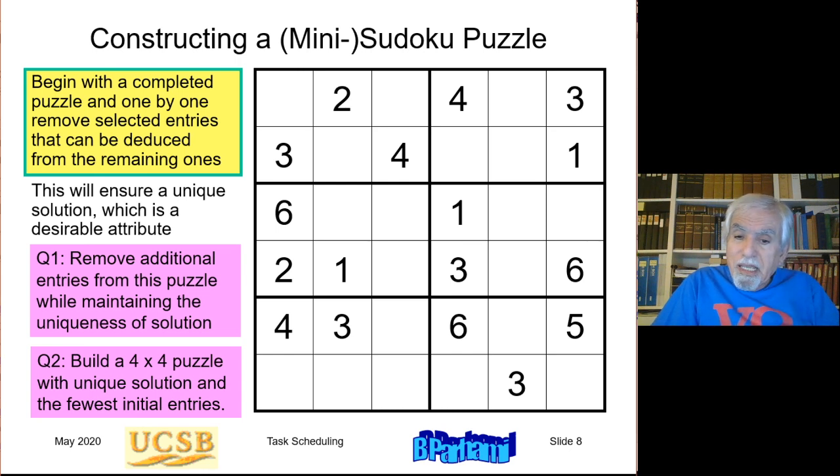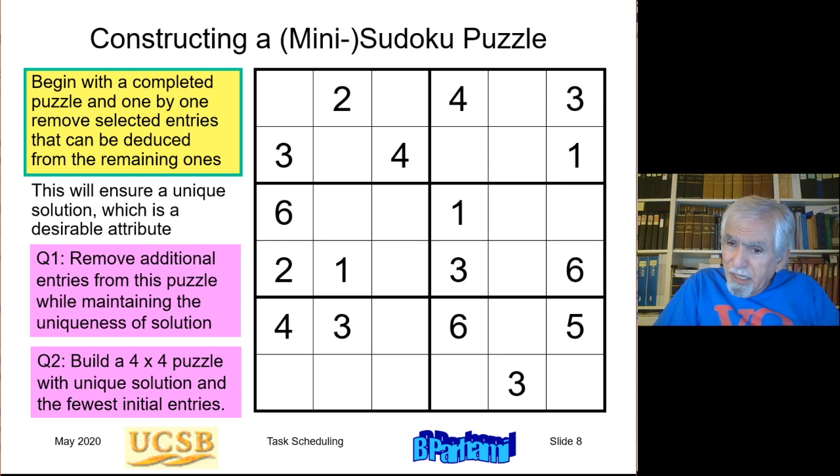Question 2 is also on this same slide. I'm asking you to build a 4 by 4 Sudoku puzzle with a unique solution and the fewest initial entries. So a 4 by 4 Sudoku puzzle has a 4 by 4 grid and 2 by 2 regions. There are 4 rows, 4 columns, and 4 2 by 2 boxes.